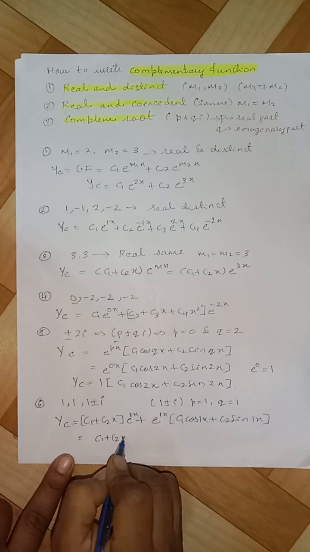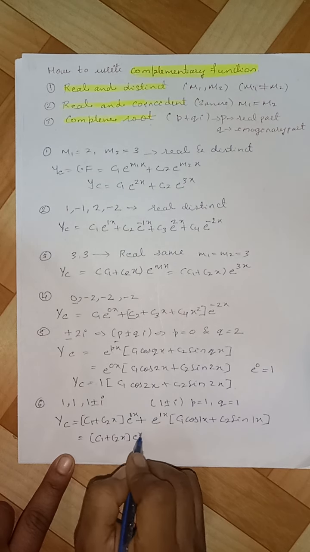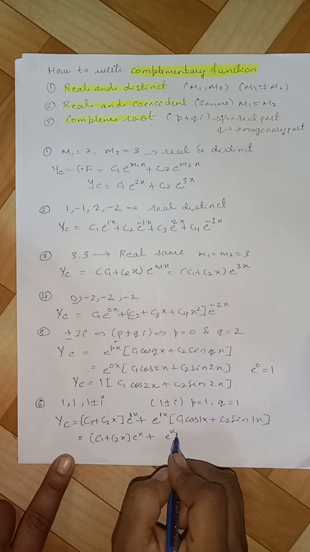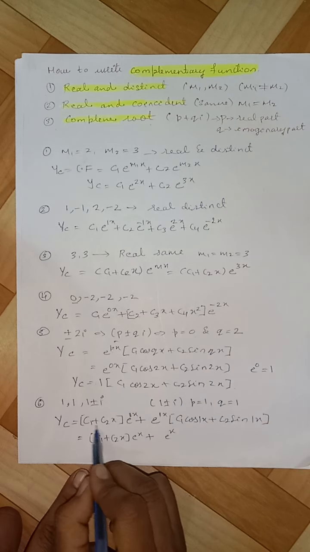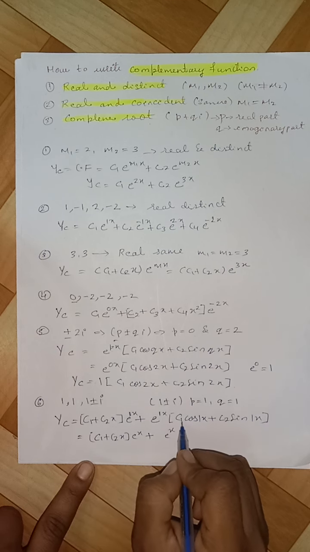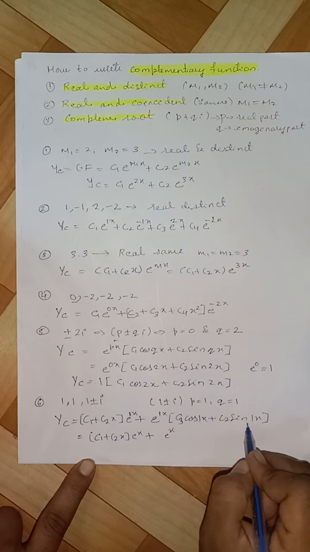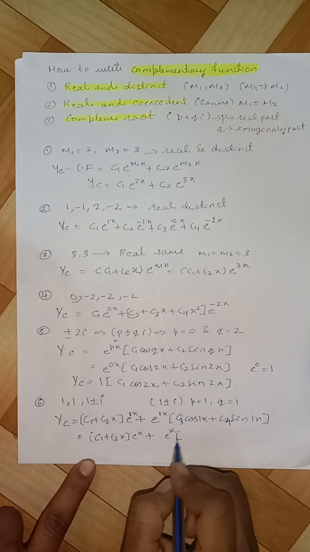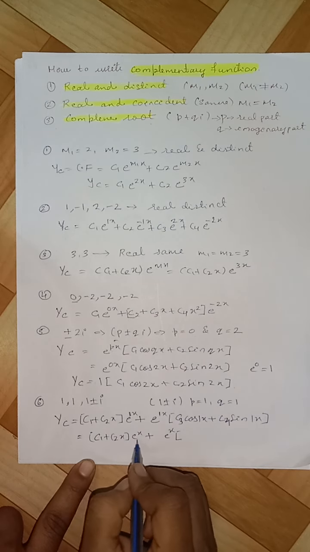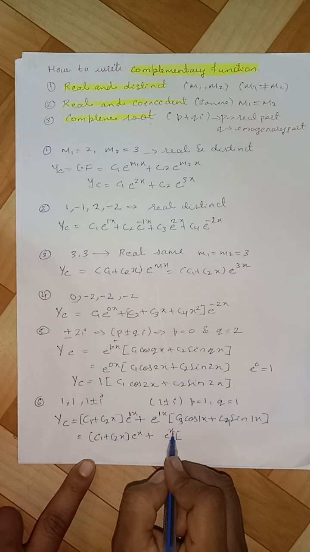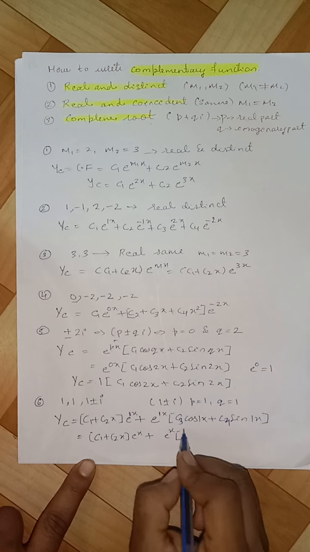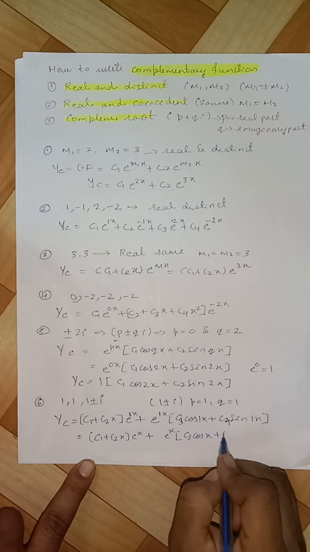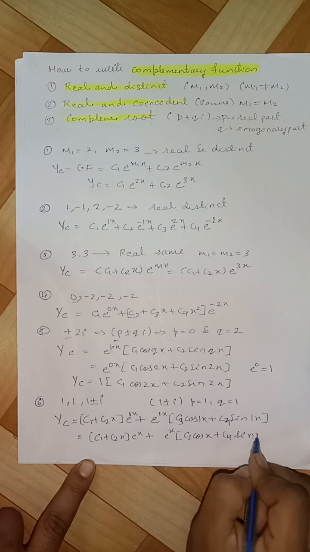c1 plus c2x into e raised to x plus e raised to x. So as we have considered c1 and c2 already, let us write here c3 and c4. Okay, so the final solution will be c1 plus c2x, e raised to x, plus e raised to 1x, which I have written as x, into c3 cos x plus c4 sin x.